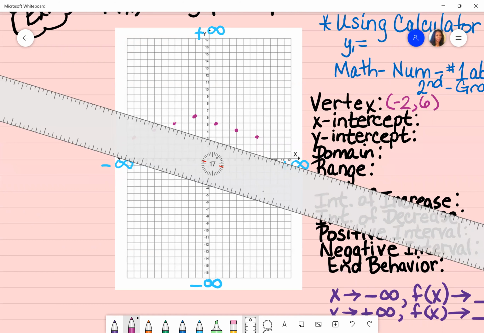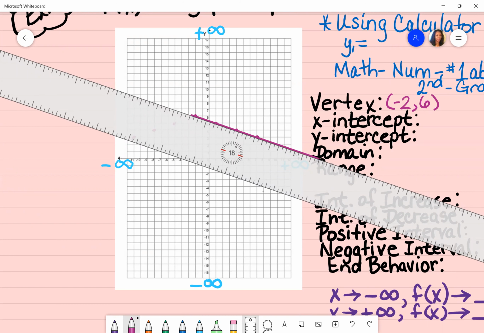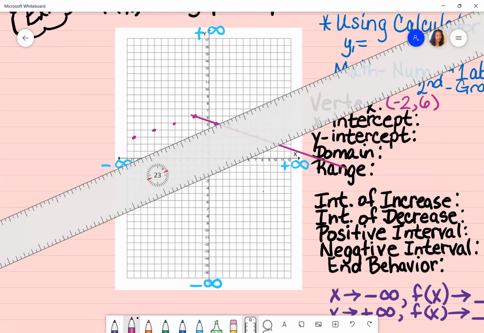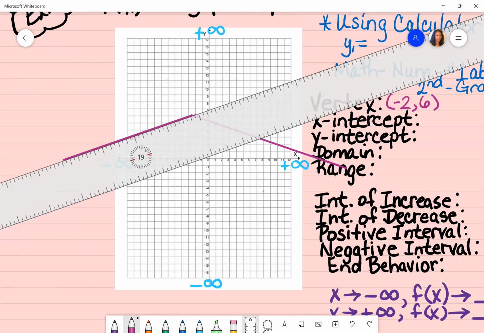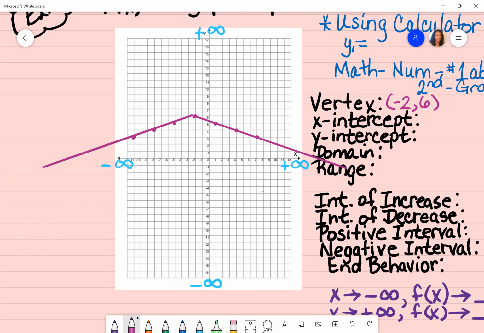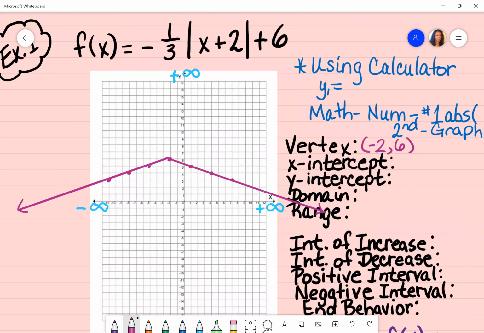So what I'm going to do is just go ahead and connect my points to make my graph. And at the end of my graph, I definitely want to make sure that I use arrows. Okay. So that's not perfect, but you understand it's going to be an upside down V because, again, the leading coefficient. So my x-intercept is kind of hard to tell because on my coordinate plane, you can't see where it's actually crossing the x-axis. So that's where the calculator comes in handy.